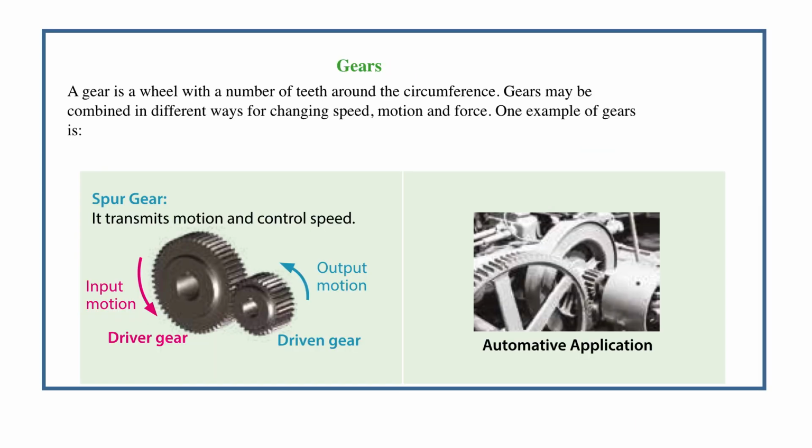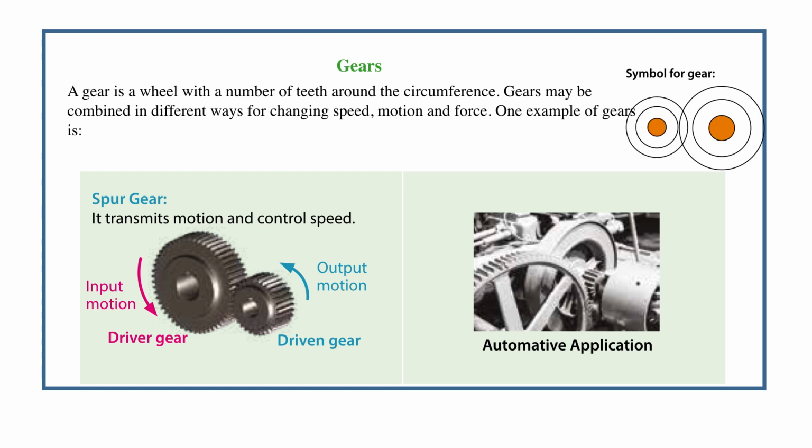Now let us have a look at gears. A gear is a wheel with a number of teeth around the circumference. Gears may be combined in different ways for changing speed, motion, and force. One example of gears is the spur gear. This transmits motion and controls speed. Here you see an illustration of the driver gear and driven gear and its application. The symbol for gears is as such.